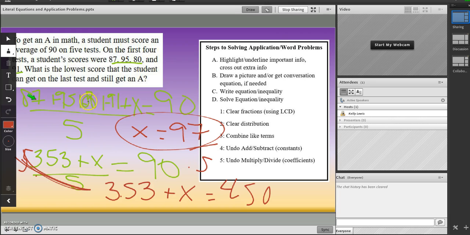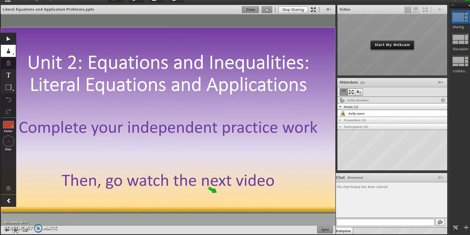Okay, so you take your 4 things, or however many you have so far, add the one that you're trying to find, divide by however many total there are, and it's going to equal the average you're trying to get. Then you add up 4, or however many you have, multiply, and then we subtracted. Right, so this was literal equations and applications. So go work on your independent practice work, and then watch the next video.